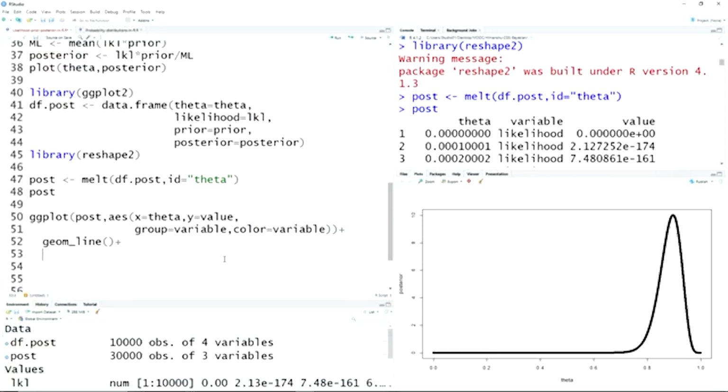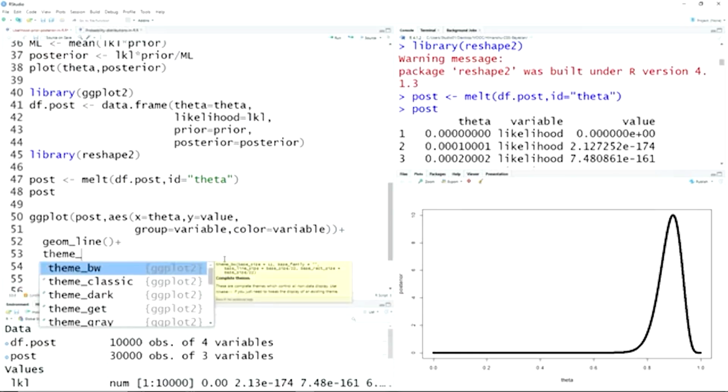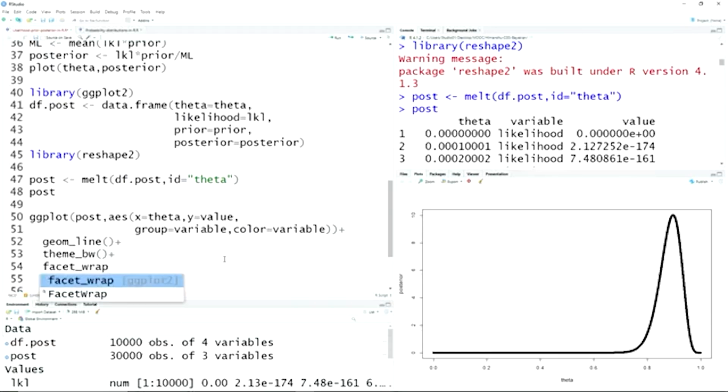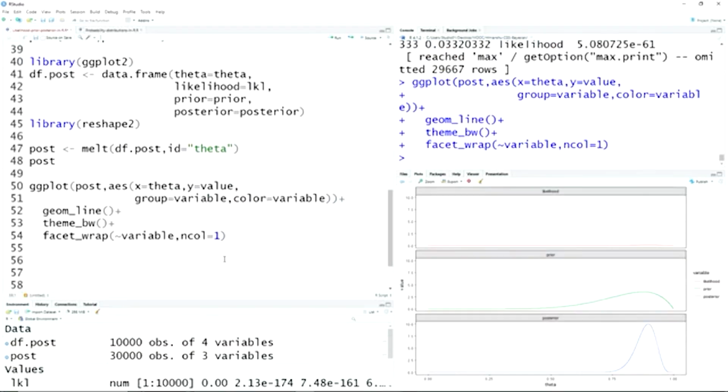And then what I'm going to do, just checking the theme and everything. What I'm going to do importantly is plot them on top of each other, right? So I'm going to do the facet wrap by variable, and number of columns equal to 1. So in a single column. Then I can set up, yeah, that's okay. So let us see how it looks.